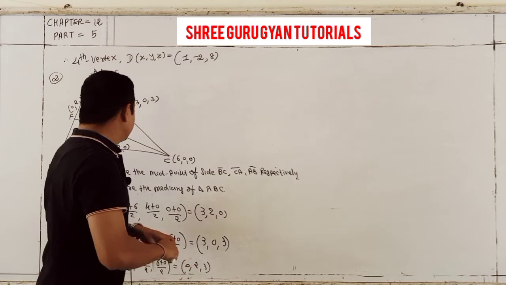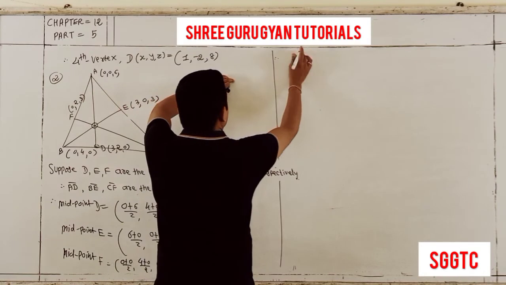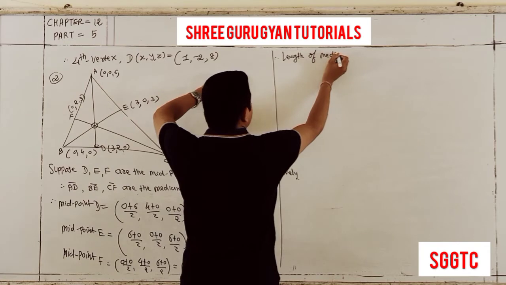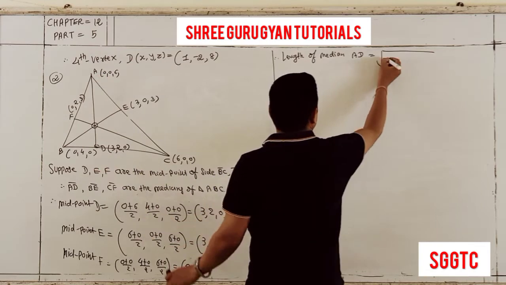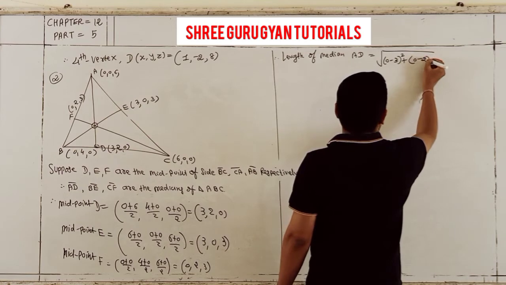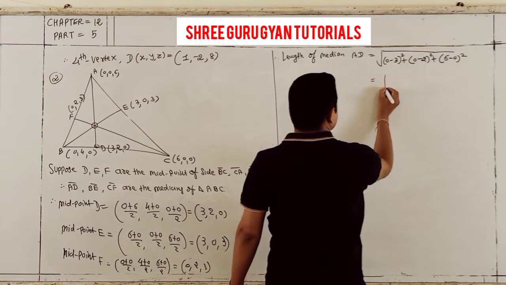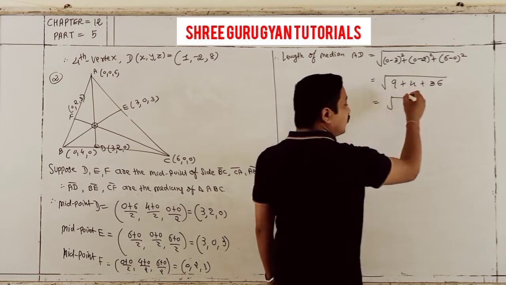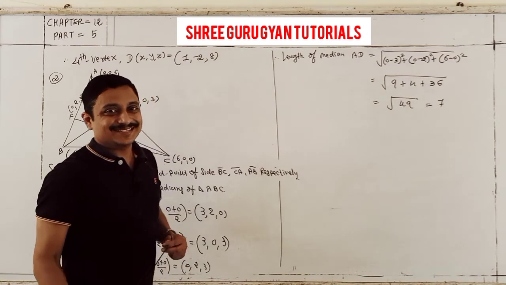So my first median, I go to A to D. Therefore, the length of median AD: use the simple distance formula from A to D. (0 - 3), next (0 - 2), and next (6 - 0), squared. My answer is 9, 4, and 36. Total 49, so it becomes just 7.